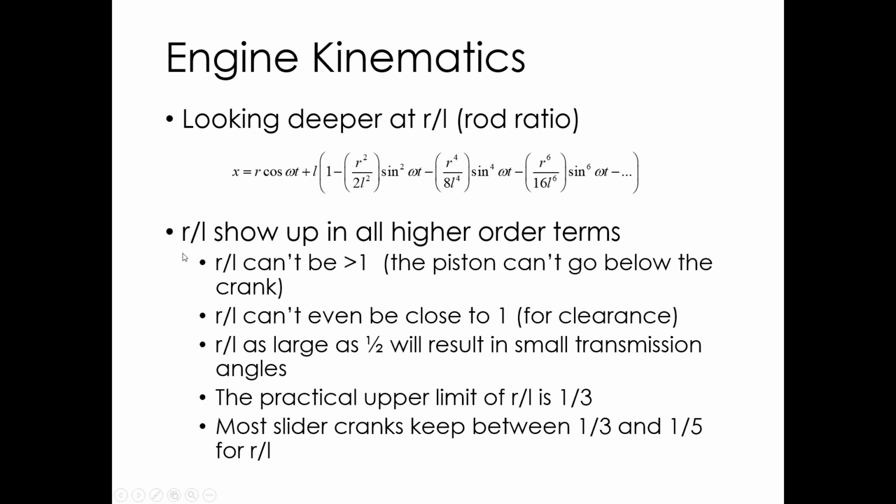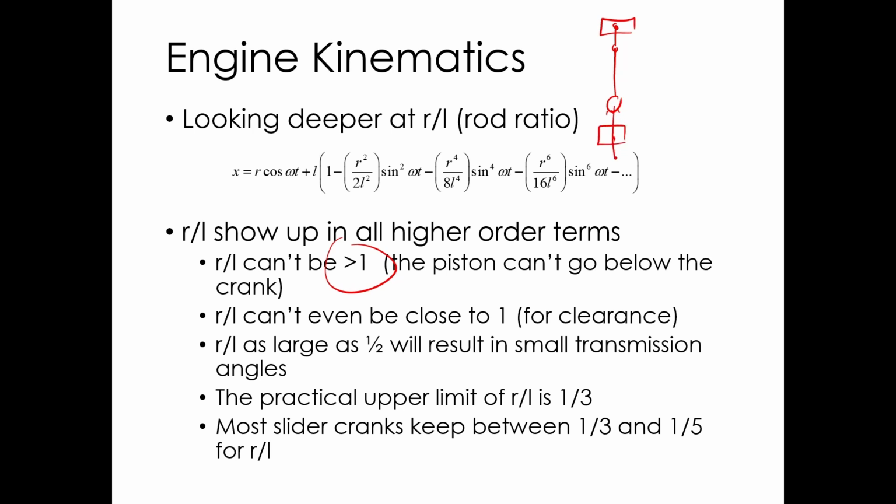This r over L shows up in all these higher order terms, and if it is greater than 1, it's going to get bigger and have more of an effect. If it's less than 1, it's going to continuously get smaller, and at some point not be a significant effect. As far as practical constraints on r over L, it can't be greater than 1. The crank length can't be greater than the connecting rod length, because then the piston would need to go beneath the crank. So in an engine, this would be the crank, this would be R, and L would be this little short thing here, and the piston would be up here, and then somehow ends up getting down.